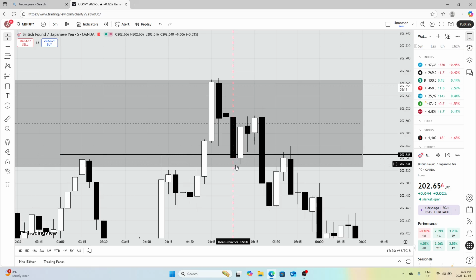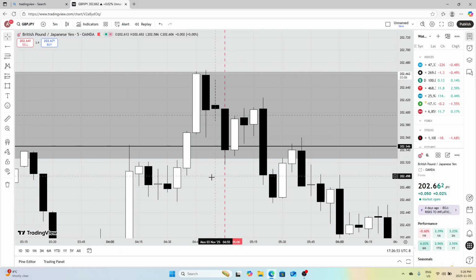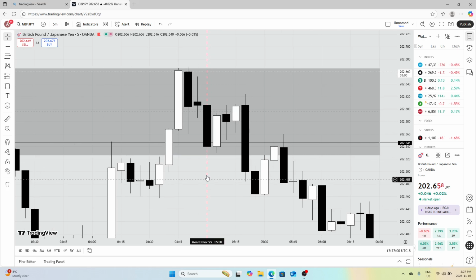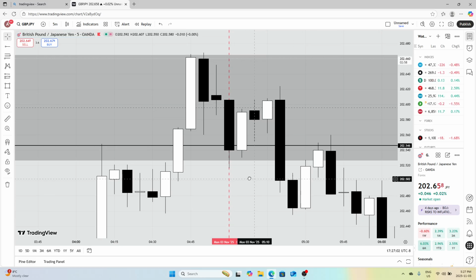So boom, New York session opens. We get this beautiful engulfing bearish candle. By the way, guys, I'm not a candlestick trader. I don't trade trend lines, support and resistance. I don't believe in any of that. So yeah, back to the trade here.